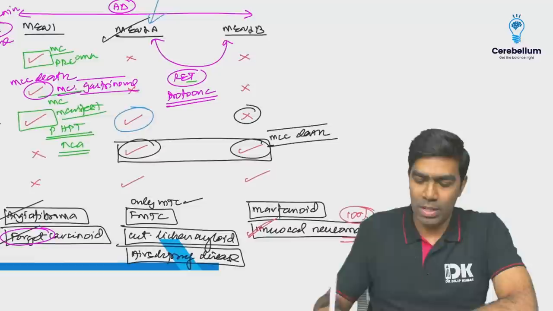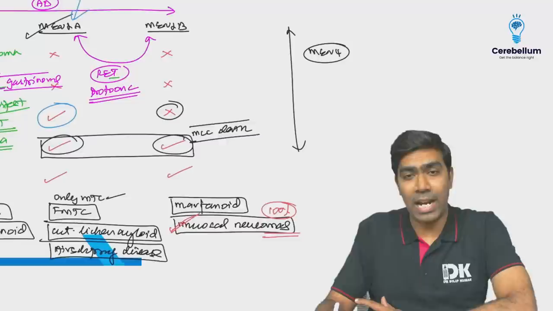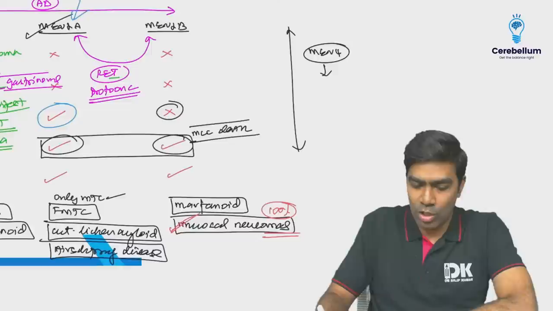So this table tells you the entire picture of MEN 1, MEN 2A and MEN 2B, but in the exam they might ask something called MEN 4 syndrome. Okay, this is due to cyclin dependent kinase inhibitor deficiency. It's called CDKN2B deficiency, and it's also autosomal dominant inheritance. And how will you diagnose MEN 4?